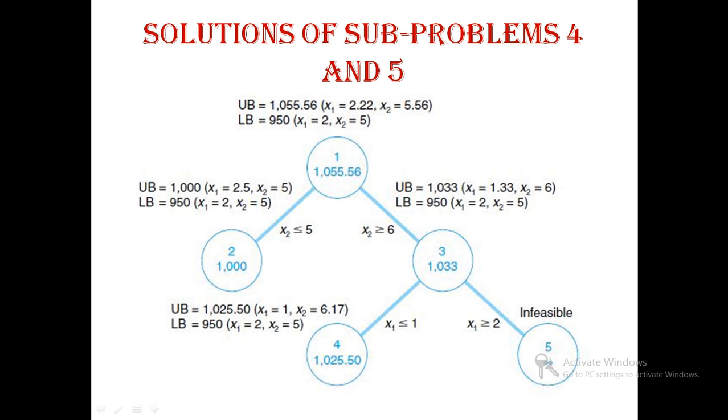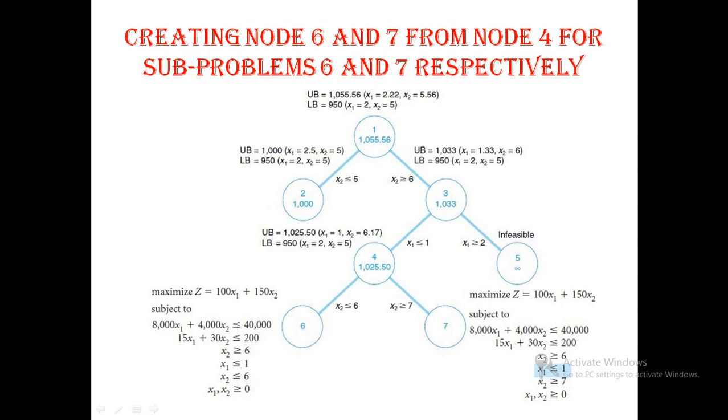Now again we have two nodes left from where we can branch. So now you have to compare the objective values. The objective value is 1025, which is greater than 1000. So obviously we will take branches from this node, and we have taken branches from this node again.